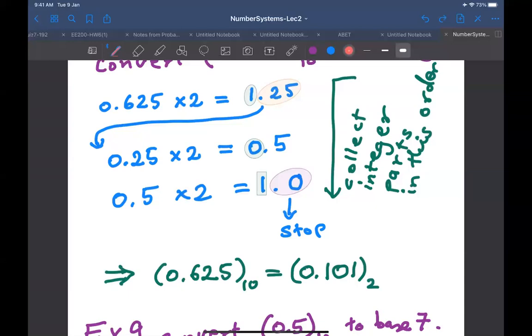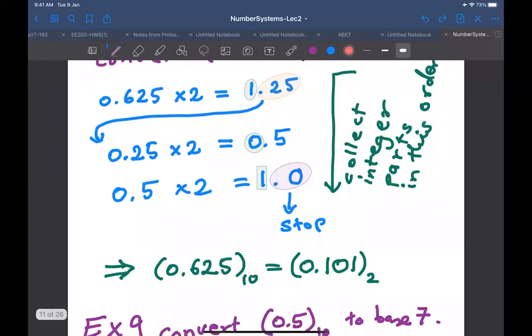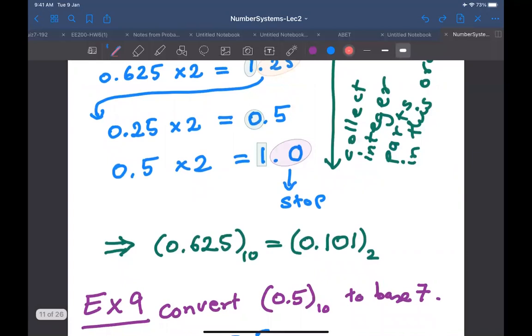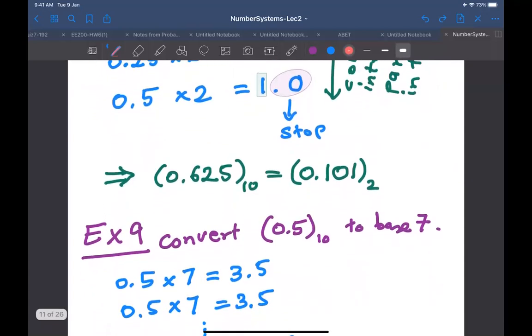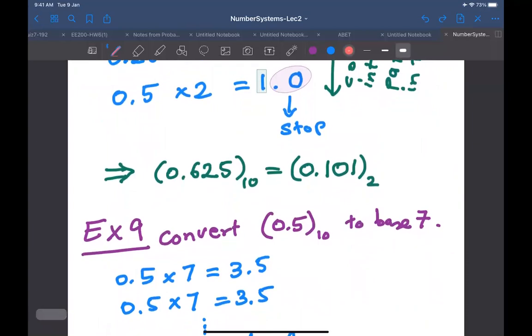Okay, so here is another example. We would like to convert 0.5 in decimal to base 7. Base 7 is not octal. Octal is base 8. Base 7 is something else, not a standard base. So you keep multiplying. Now we take 0.5 and multiply it by 7, which is the target base. We get 3.5. Then we take the 0.5 again, put it here again, and multiply it by 7. We get 3.5, and you see that this is going to repeat.